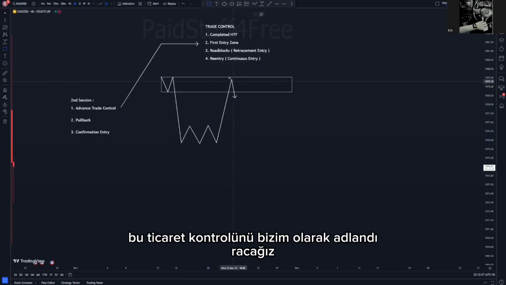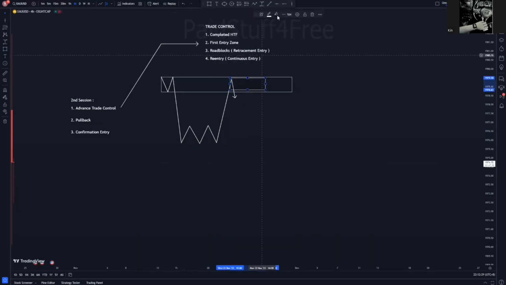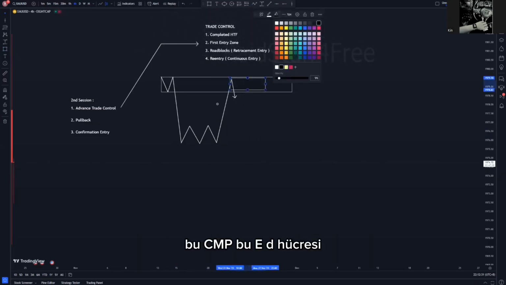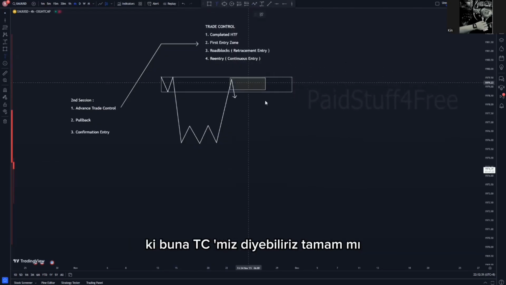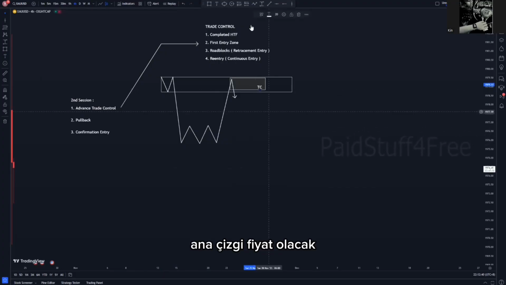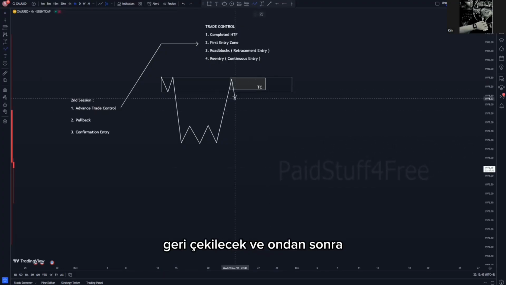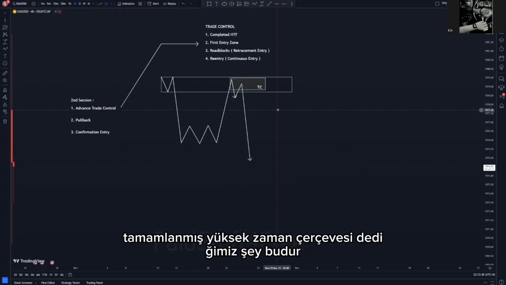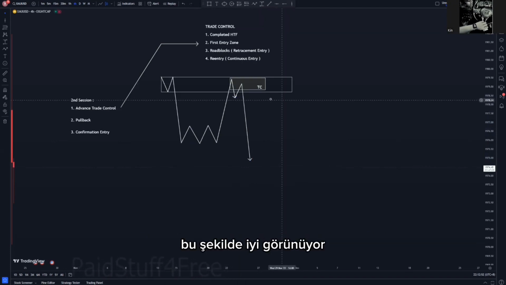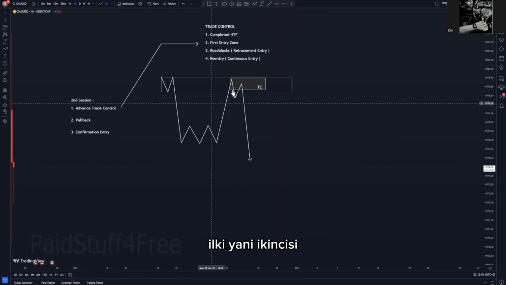This trade control, this CMP EG sell, we will call our trade control, which we can call our TC. All right. So the main line is that the price is going to make a pullback, and after the pullback, the price is going to go down like this. So this is what we call the completed high time frame. This is how it looks. All right, so that's the first one.